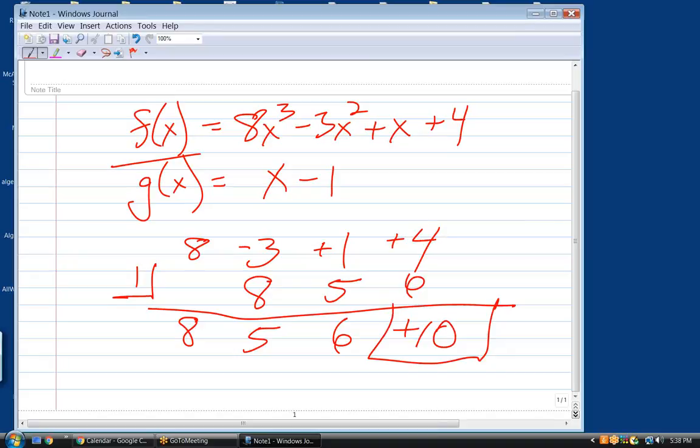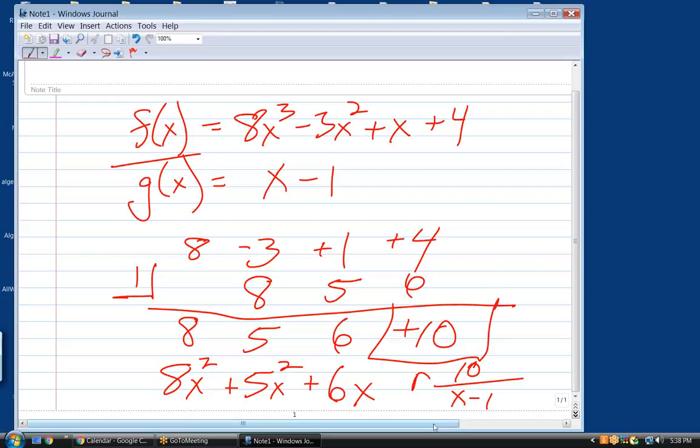So what's the answer? Well, reading the synthetic division, reading my bottom line tells you the answer. What is it? 8x to the second plus 5x plus 6, remainder 10. The remainder is 10 over x minus 1. In other words, if you had to express it as more than just a remainder, you can say remainder 10. I don't know if that's the answer she's looking for or not. But what that means is 10 divided by the divisor, and the divisor was x minus 1.